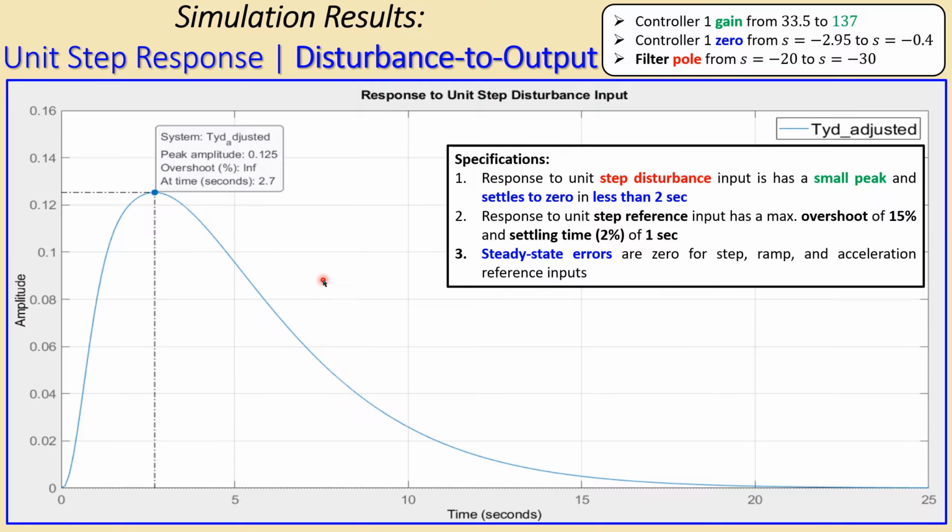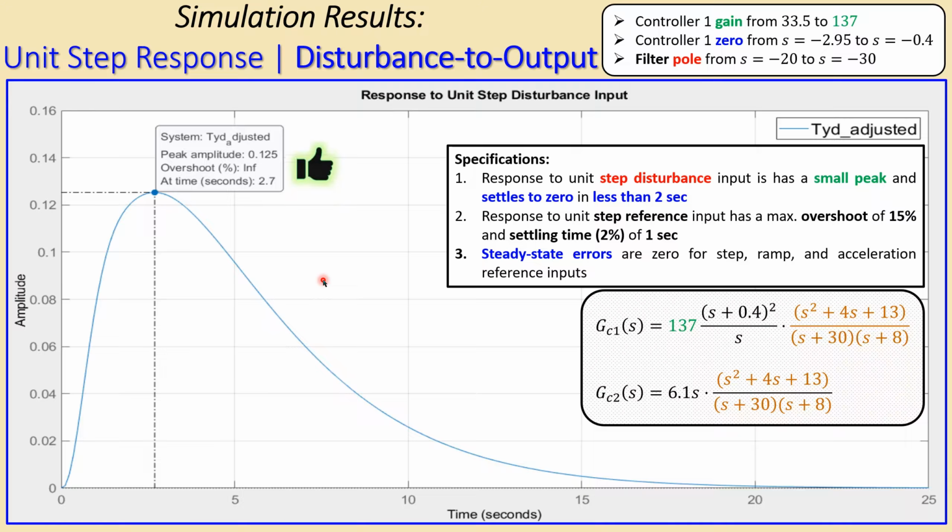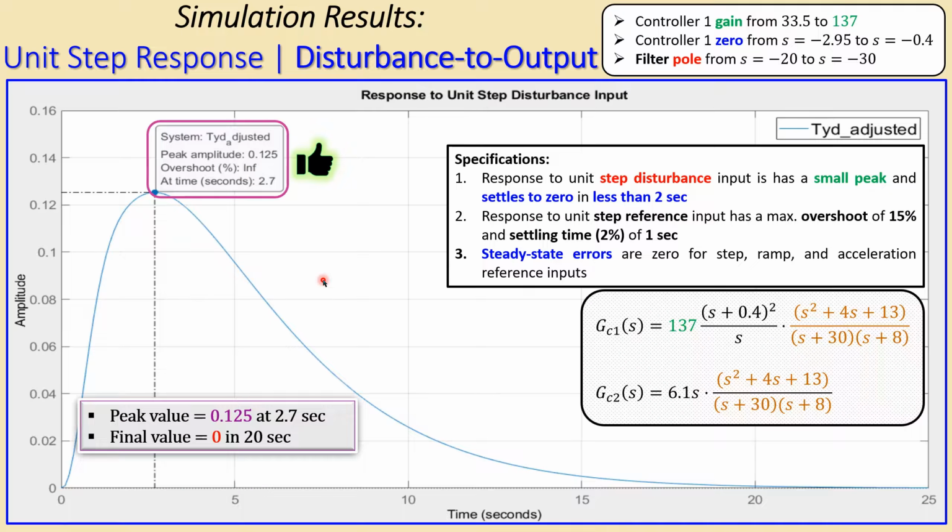I need to admit that it was really hard, and this part is not really possible. This is fine in the sense of a small peak compared to 1, it's just 0.125, but if you look at the final value, it is approximately 0 in 20 seconds, not in 2 seconds, so it is 10 times larger. That is definitely not okay, but it was really hard to manage. I was already happy that I had the required values for the overshoot, the settling time, etc.